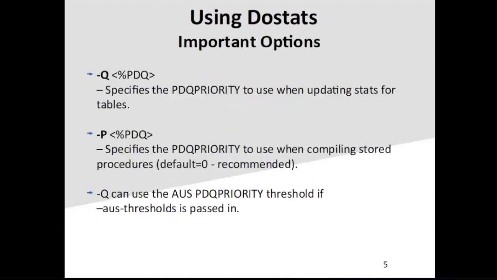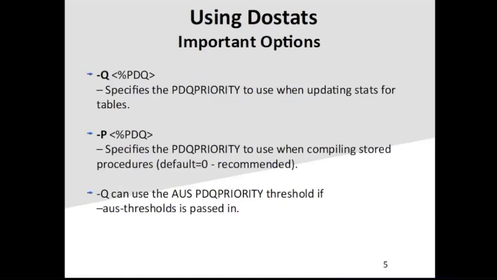Okay. These parameters have to do with the PDQ priority that Dostats runs under. If you run Dostats with PDQ priority that's positive, when you build the distributions for your tables, it will typically run faster, just because the engine will be doing things in parallel. But you don't ever want to compile your stored procedures with a positive PDQ priority because they will always execute with that PDQ priority and not the user's effective PDQ priority.